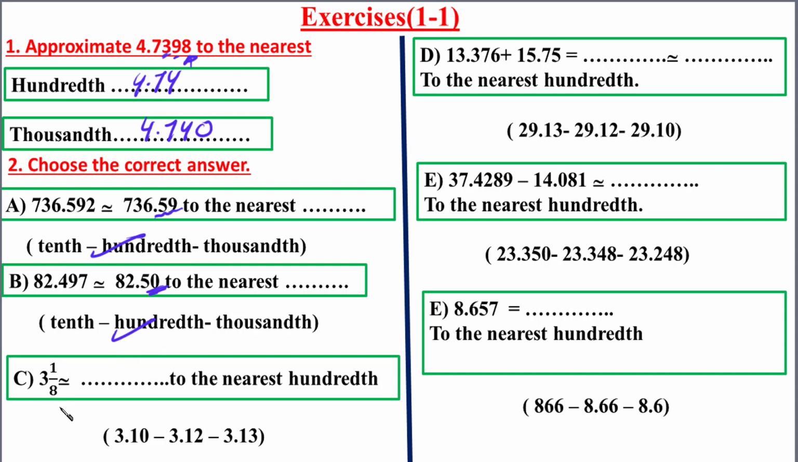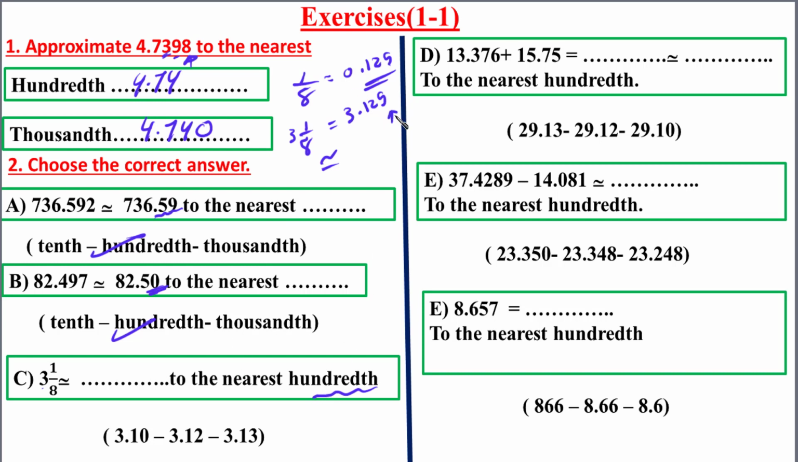He said 3 and 1 over 8 approximately equals to the nearest hundredth. To approximate this mixed number, you must write the decimal form of this mixed number. We studied before that 1 over 8 equals 0.125. Now we can write this number 3 and 1 over 8 equals 3.125. We can now approximate to the nearest hundredth.